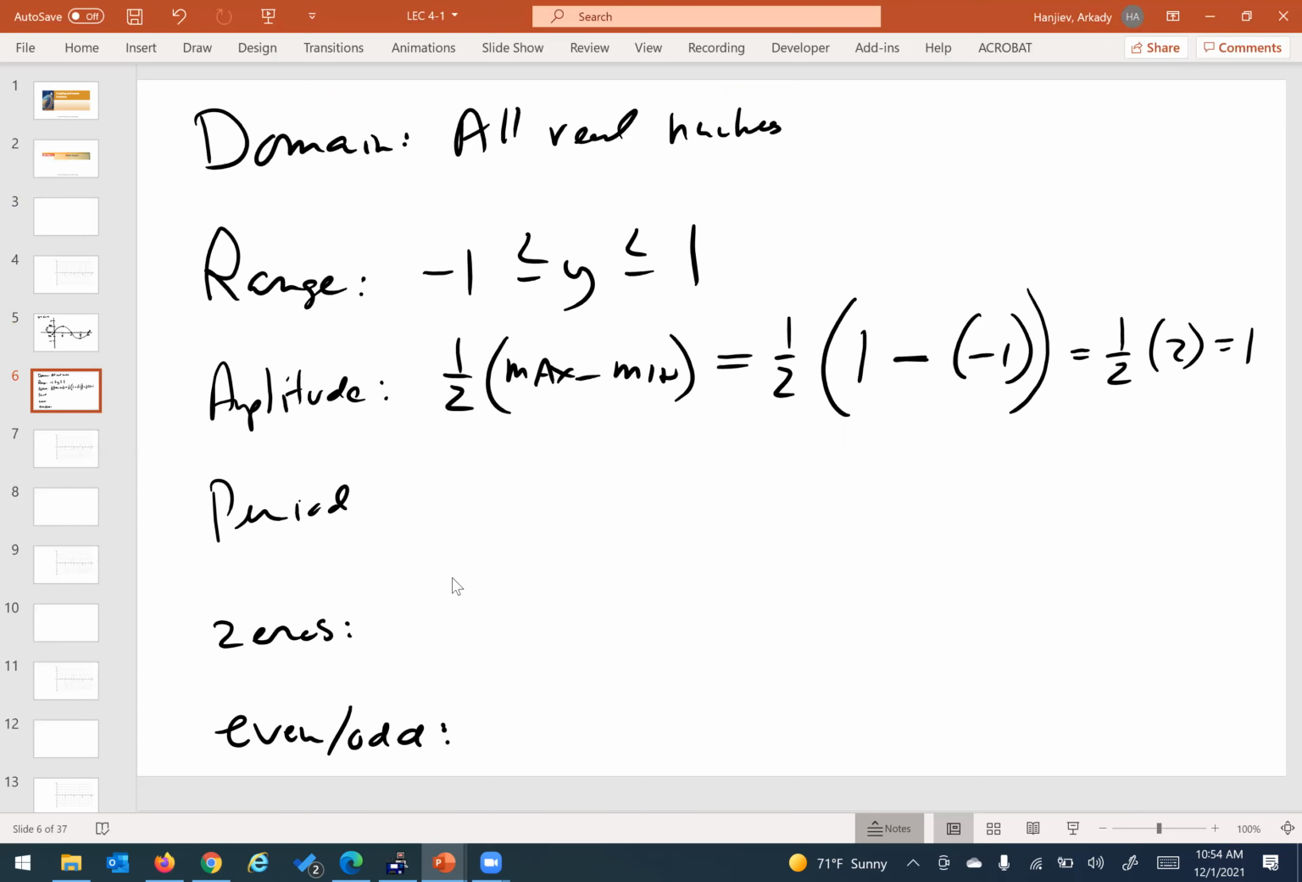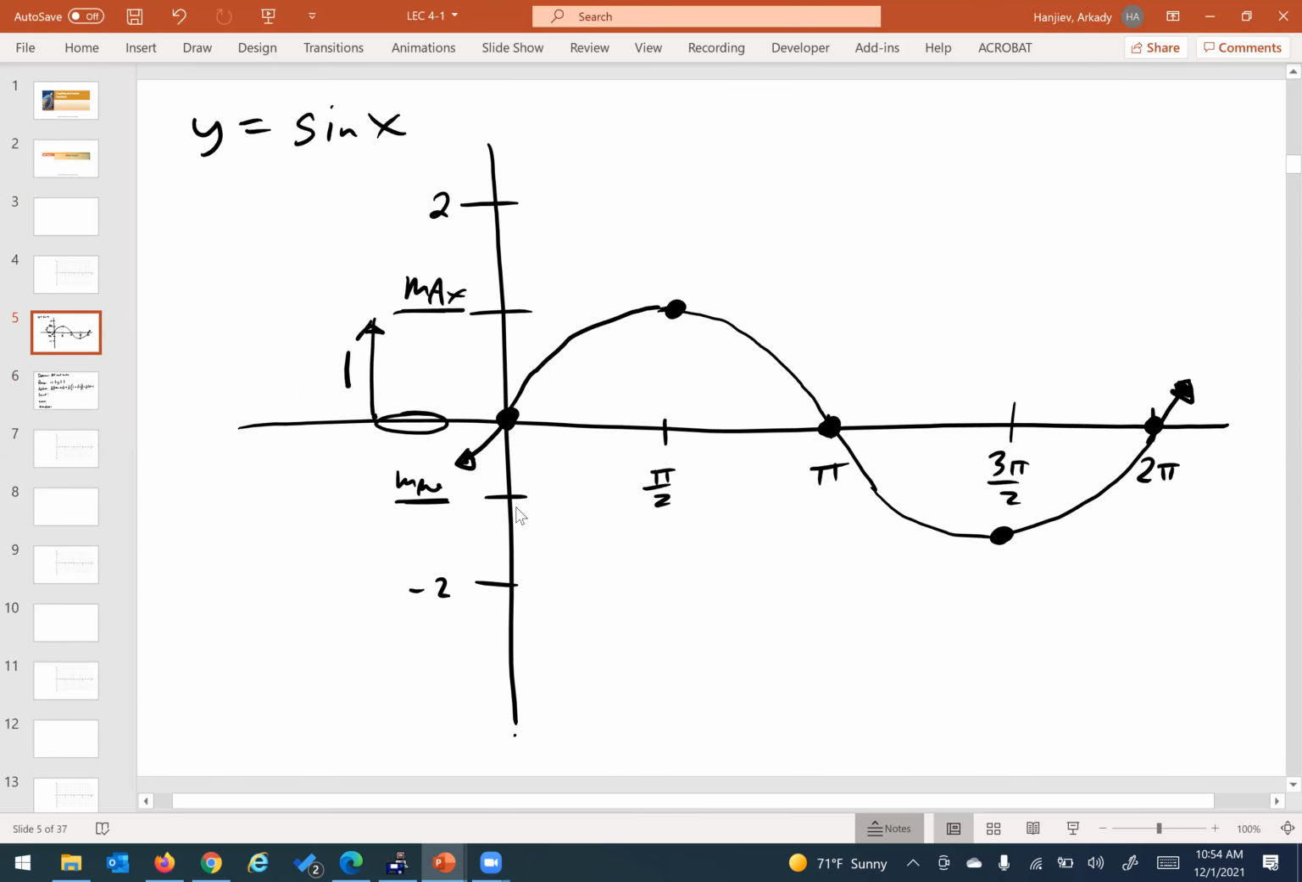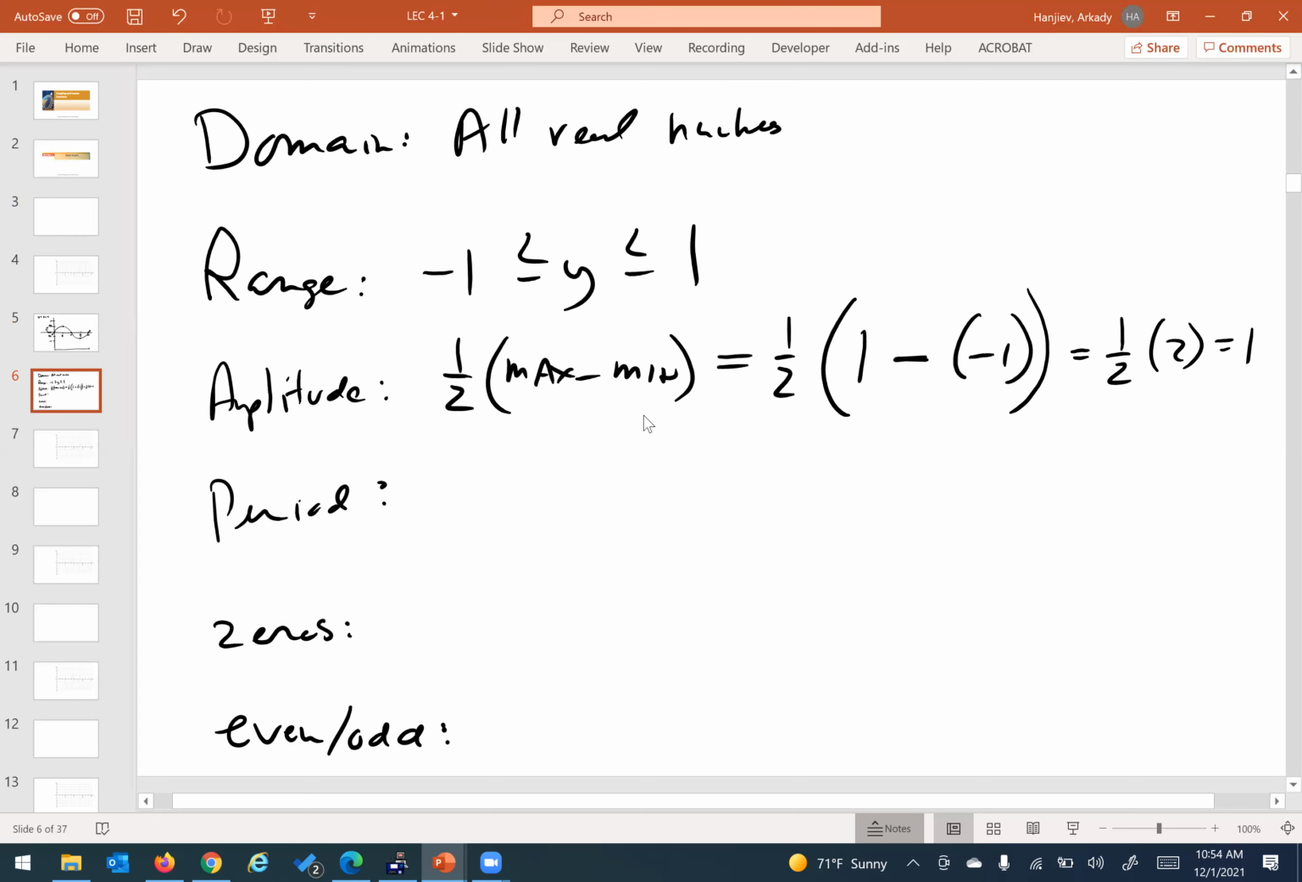Boom. Okay, period. Period just means how long does it take for the graph to start repeating itself? Notice we started here. Once we got to 2 pi, we're going to have a repeat of what came before. So 2 pi is the period for sine.